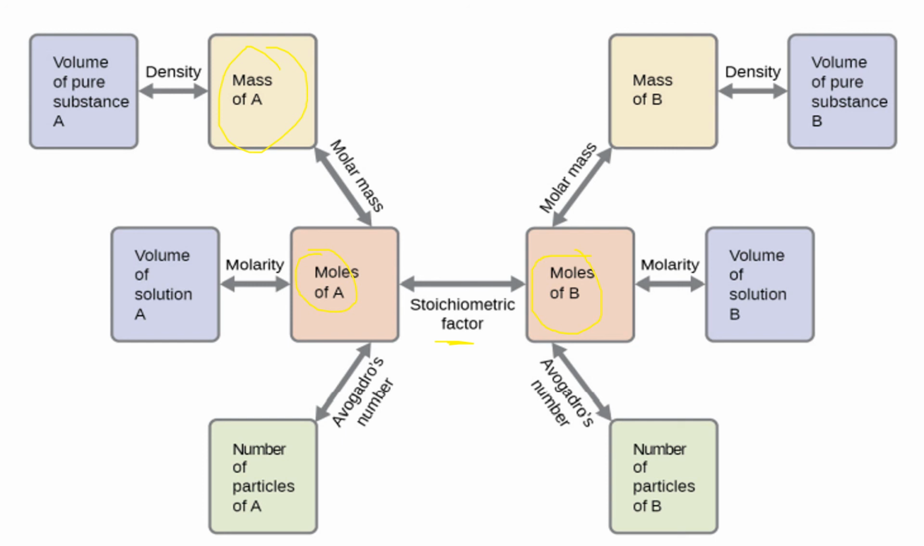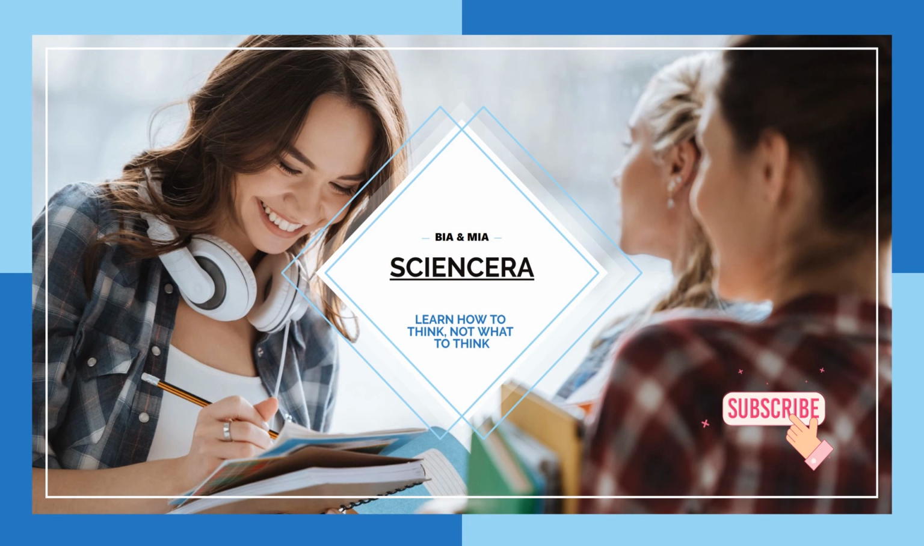And to find the number of particles of A, times the moles of A with Avogadro's number. Same goes with the moles of B. So these are the general steps in calculating the various reactions in stoichiometry calculations. This brings us to the end of stoichiometric calculation, section 4.3 of chapter number 4.